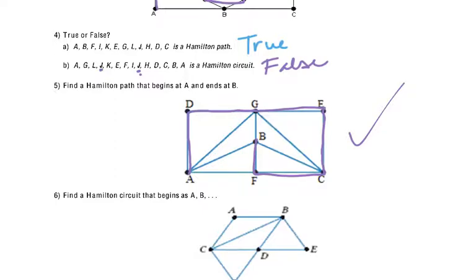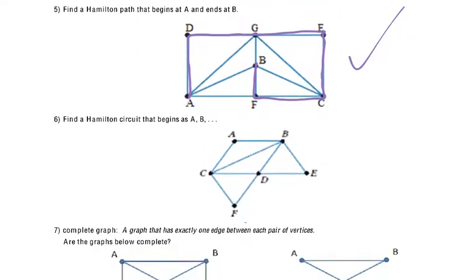You could have gone A to F, F to C. Maybe not, because then you would have gotten caught up here. C to E, E to G, G to D. You couldn't get back to B. So never mind. Maybe that's the only one. Sometimes this is like a trial and error kind of situation.